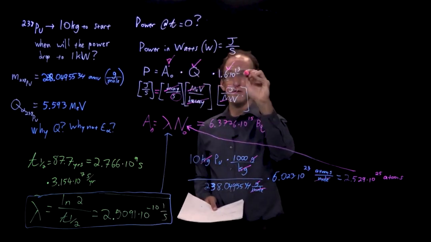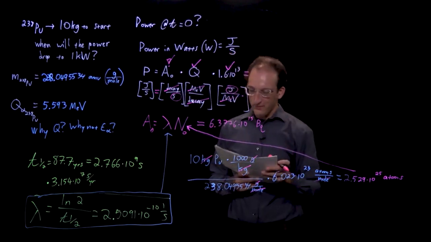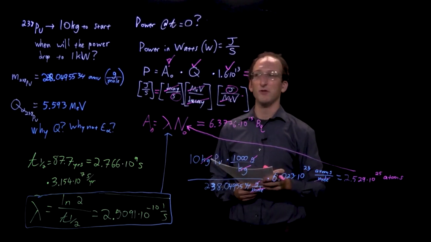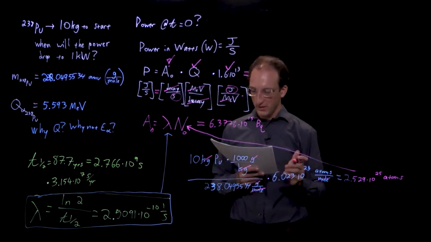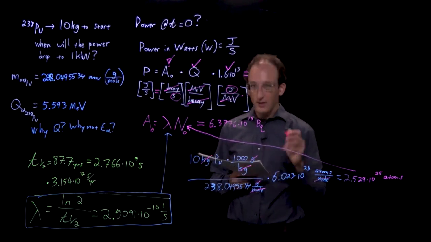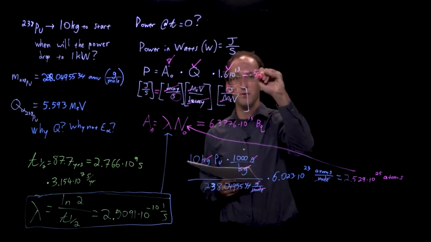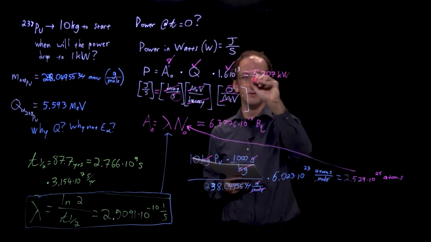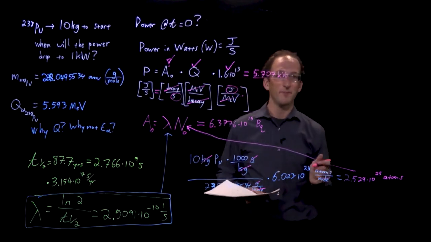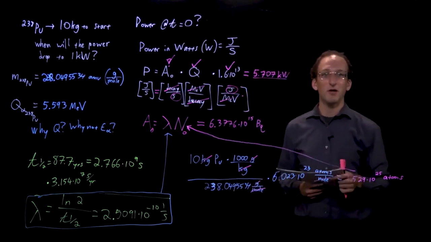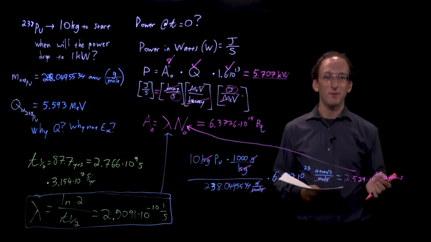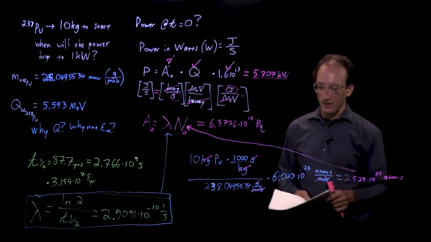So if we multiply these three numbers together, we get the power of the RTG when it was first turned on, when we had 10 kilograms of plutonium-238, and that comes to 5.707 kilowatts. We're almost there. Now we know the power of this RTG when it began, and we can use our radioactive decay equation to figure out at what time it would decrease to 1 kilowatt.